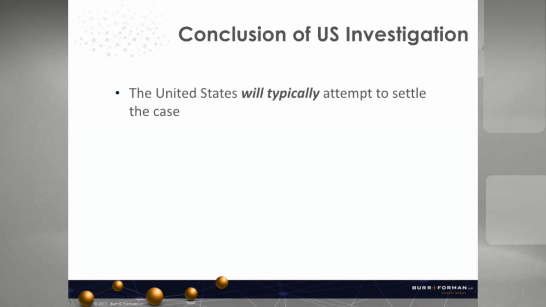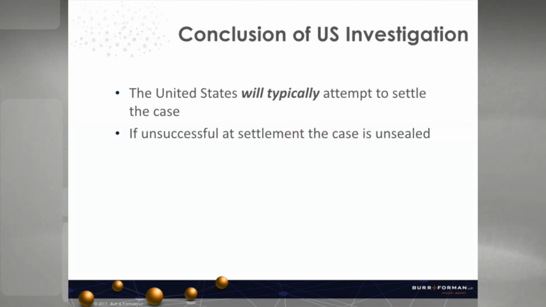Eventually the United States will have to make a decision as to what it wants to do with the case. Typically what the government wants to do is extend a settlement offer to the hospital to see if the hospital is interested in settling the case. Quite frankly, sometimes that's fruitful and productive, other times it's not. So if settlement attempts are unsuccessful, the complaint will come out from under seal, be served on the defendant, which in our case would be the hospital, and the civil court process will begin much like any other lawsuit.